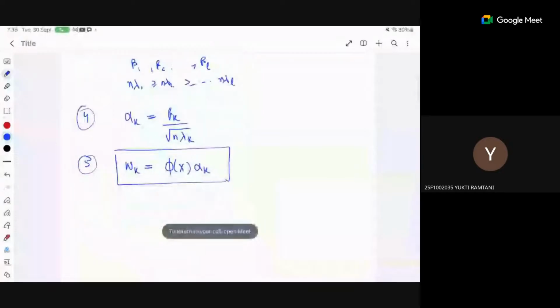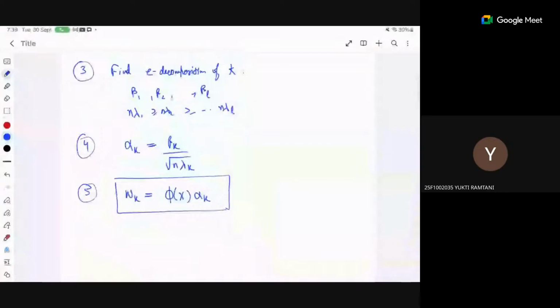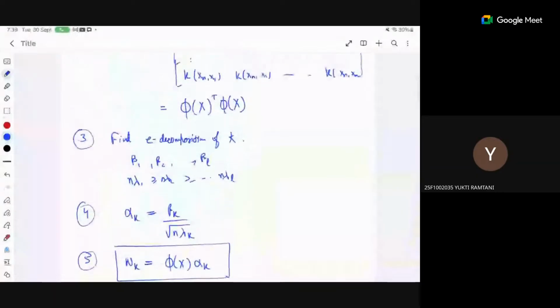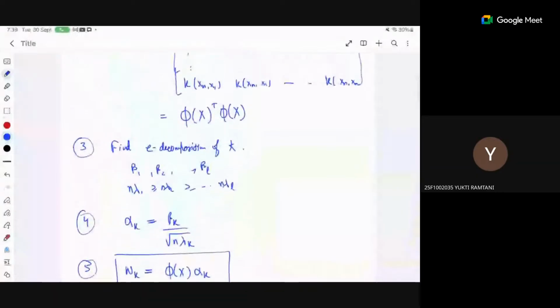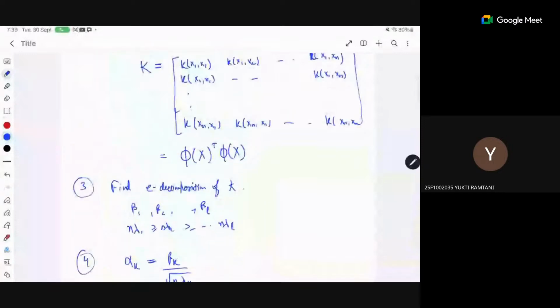So this is how we will do the kernel PCA. But see, the problem we were facing was this: in PCA, we wanted to do X transpose X, and in kernel PCA, we wanted to do phi of X transpose phi of X. So the problem we were stuck in is how do you find this phi?